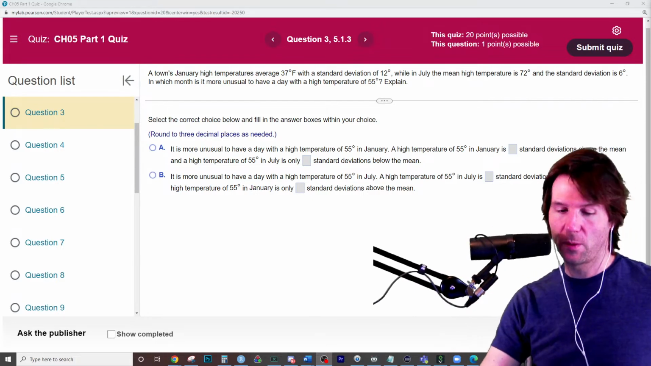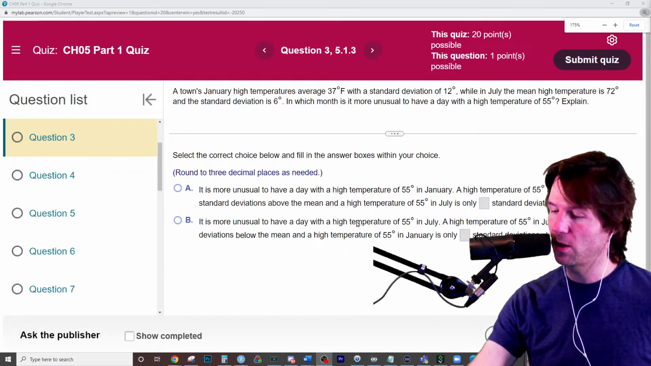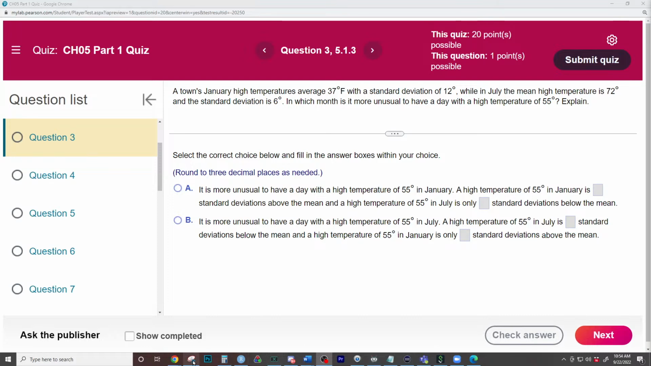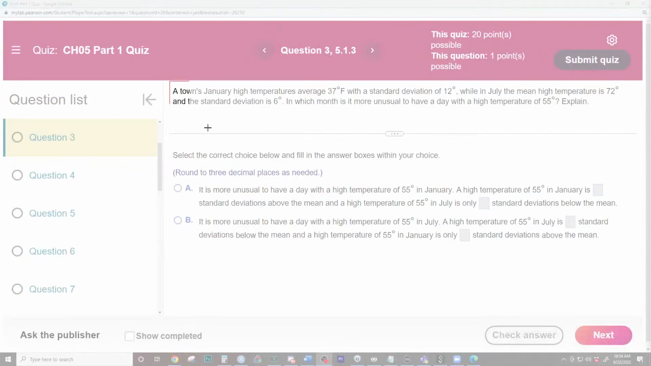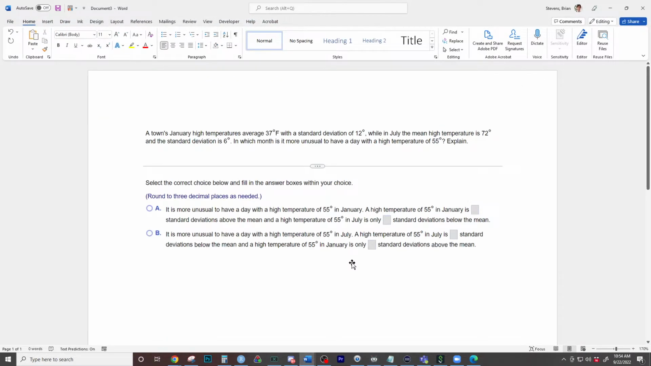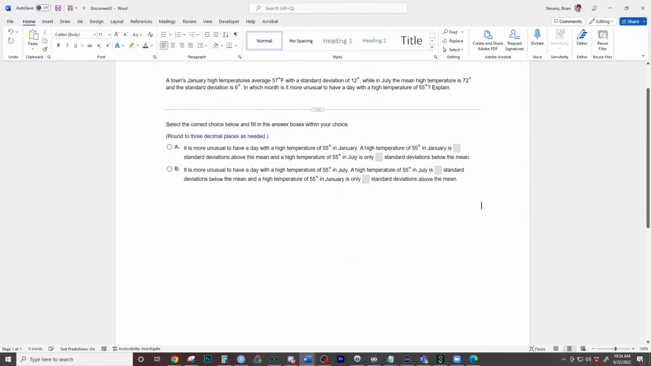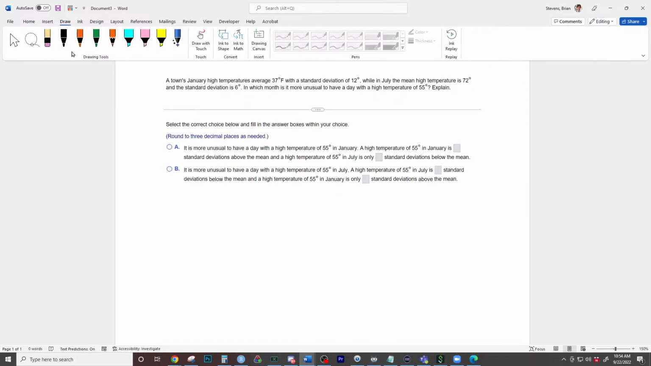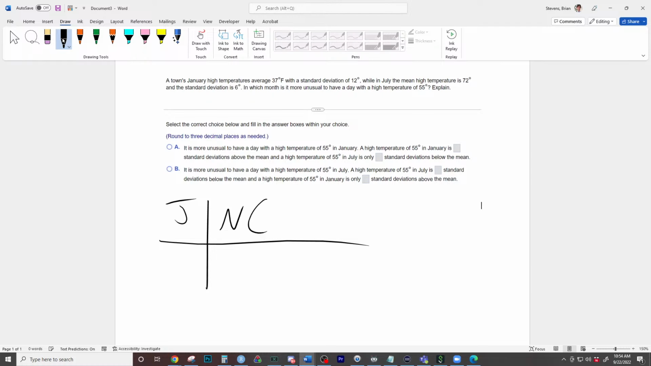So with this question right here, let's see what we got. We are comparing temperatures and trying to figure out which is the most unusual. So we get two different distributions. The best way to do this question is to draw it out. We have a distribution of the January temperatures. The January temperatures come from a distribution that is normally distributed. So we put normal right here with a mean of 37 and the standard deviation is 12. We're just grabbing this data right from here.